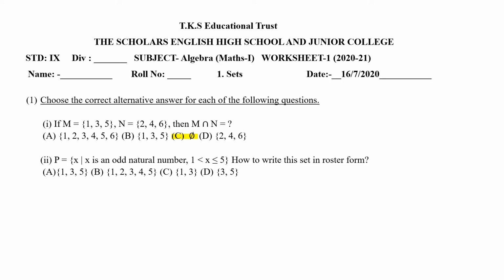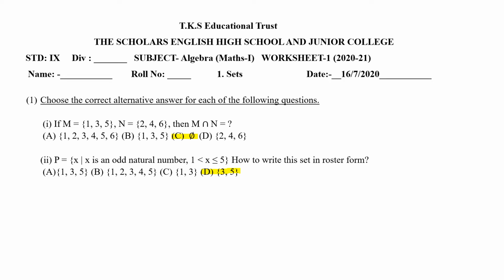But now, what is given? Odd natural numbers. You know the odd natural numbers are 1, 3, 5. Now what is the condition given? x is greater than 1. So the odd numbers will start from 3 and go up to less than or equal to 5. So 3 and 5 will be the elements according to the question. So option D is the right answer.